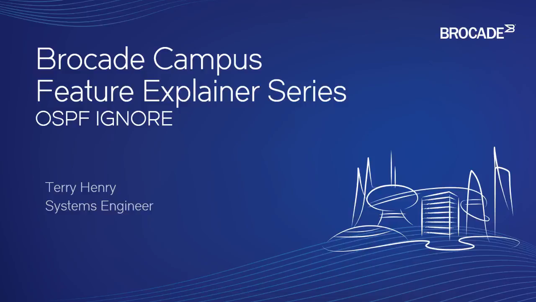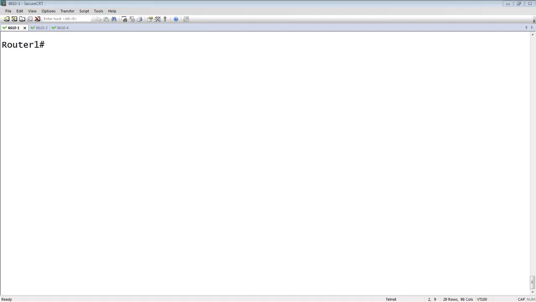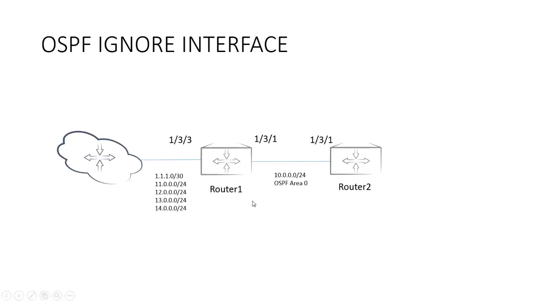I'm Terry Henry. Today we're going to have a look at Ospf Ignore and the uses for Ospf Ignore. So let's say you have a circumstance where you have a multi-netted interface. Ospf Ignore is really only relative to multi-net. So you have an interface with multiple subnets on it, and some of those subnets you don't want to advertise, but some or most you do.